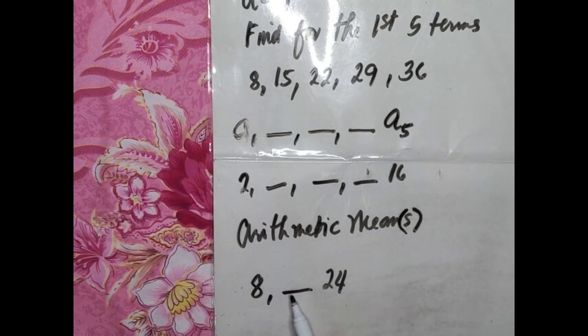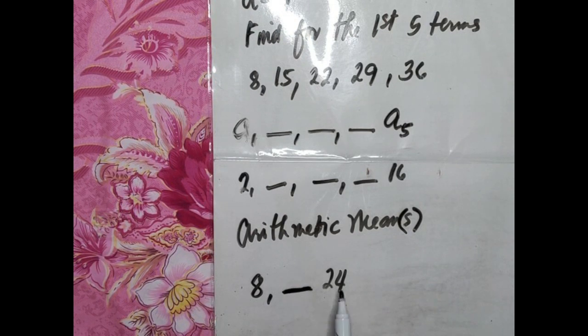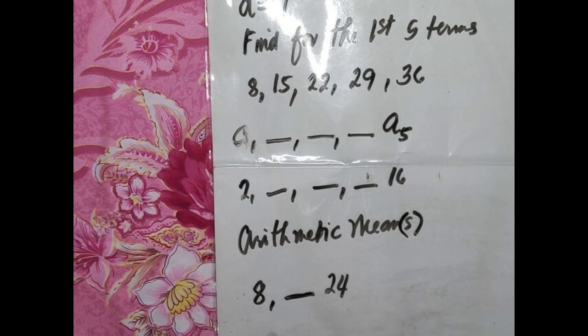Okay, so we are going to find now the arithmetic mean. There is only one arithmetic mean. If we have 8 and 24, we are simply finding the mean or the average. We have tackled that in our statistics. What shall we do? You simply add the first term and your second term divided by 2. That is 32 divided by 2, and that is 16.